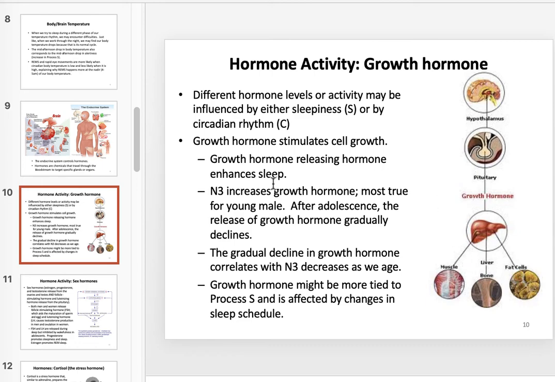And in fact, growth hormone stimulating cell growth is enhanced during sleep. So sleep triggers the release of growth hormone or is associated with it. And especially that deep wave sleep increases growth hormone, especially in adolescents and young males. And then unfortunately, as we get older, we see a decline in that growth hormone levels with our sleep cycle. So it looks like growth hormone probably might be tied to sleepiness or circadian rhythm. It's definitely affected by changes in our sleep schedule.